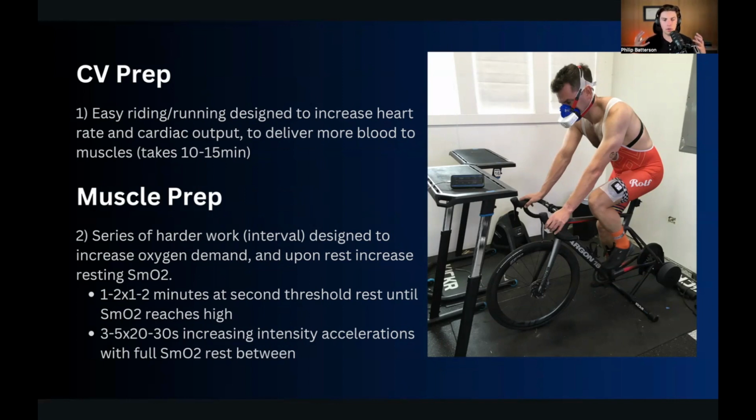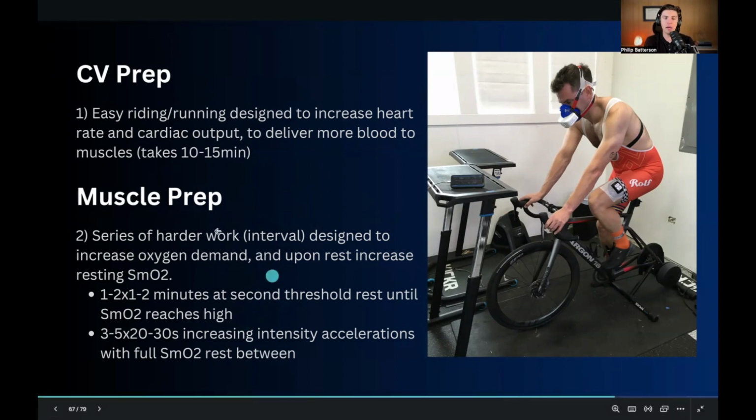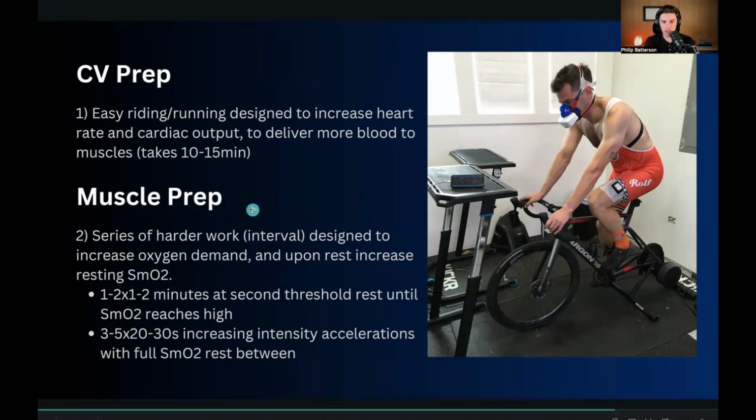And what you are looking for is kind of a net positive increase in muscle oxygenation, or SmO₂, which is indicative that the cardiovascular system is actually delivering more oxygen to the muscle than the muscle is demanding. Then after that, we go into the muscle preparation phase, which is a series of harder work intervals designed to increase oxygen demand. And then upon full rest, increase resting SmO₂.